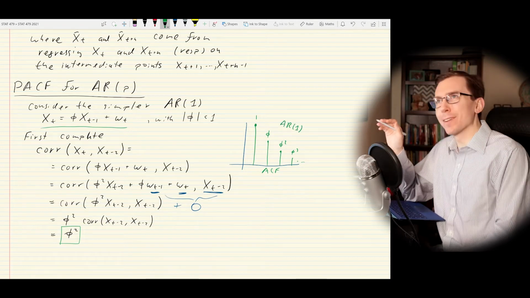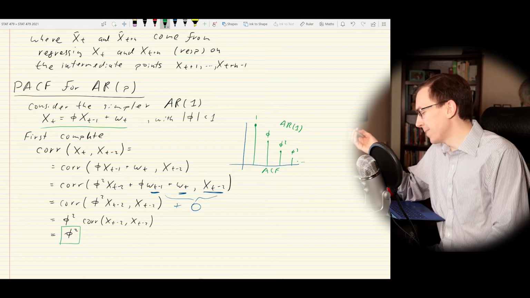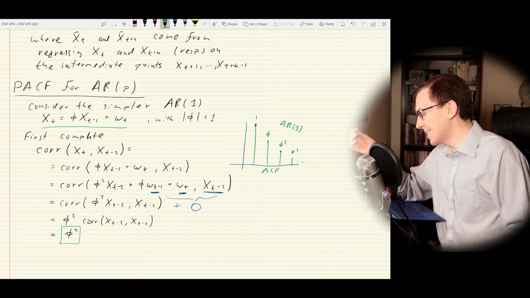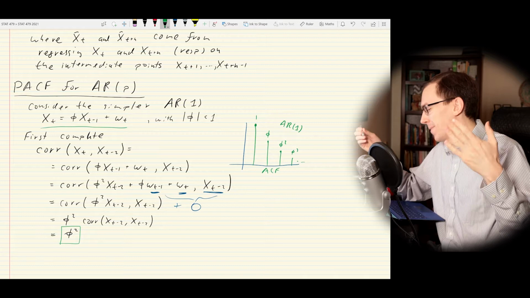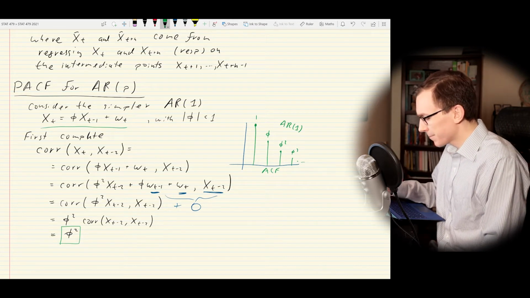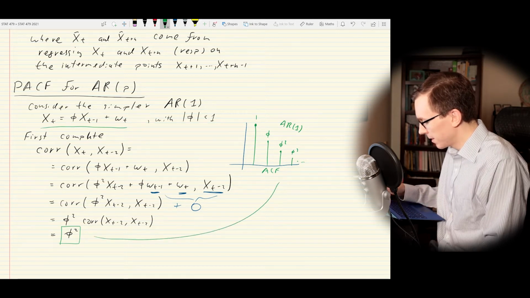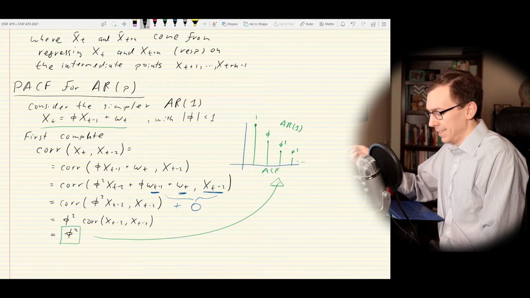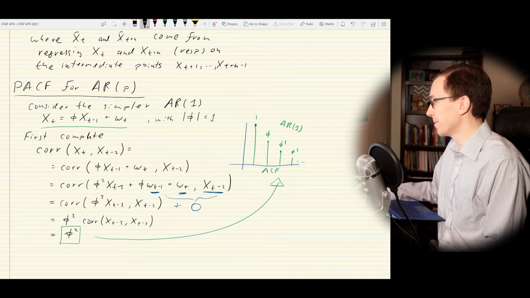This is for the AR1, and specifically when phi is a positive number less than 1, because otherwise there'd be this alternating bit where all of the odd lags would have a spike below the horizontal axis, but it's just easier to draw it this way. So this coincides with what I mentioned last time. Okay, so we know what we get for the autocorrelation.